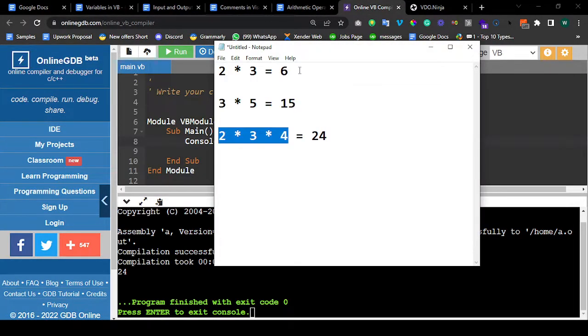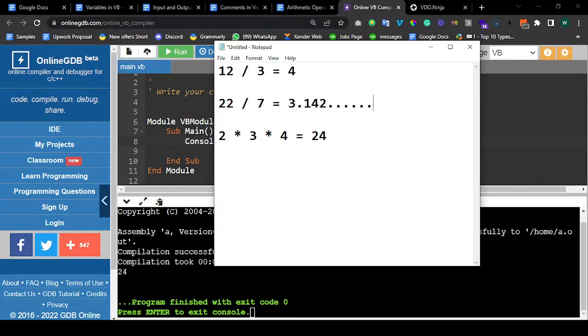For example, 12 over 3 is going to give you 4. Then let's do 22 divided by 7. It's going to give you 3.142 something. Then 20 divided by 6 is going to give you 3 point, it should be 3.6666667, I guess. It should be somewhere around it.